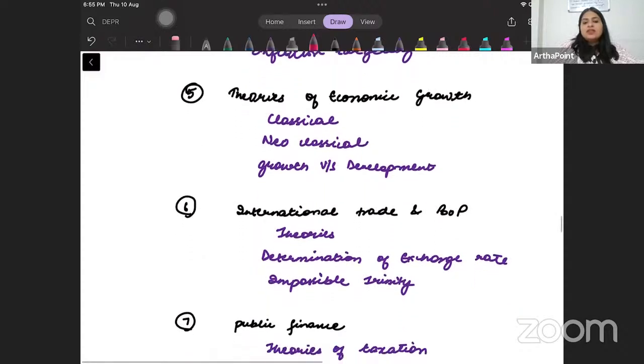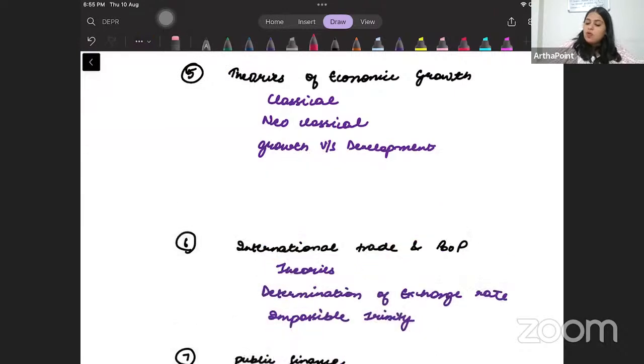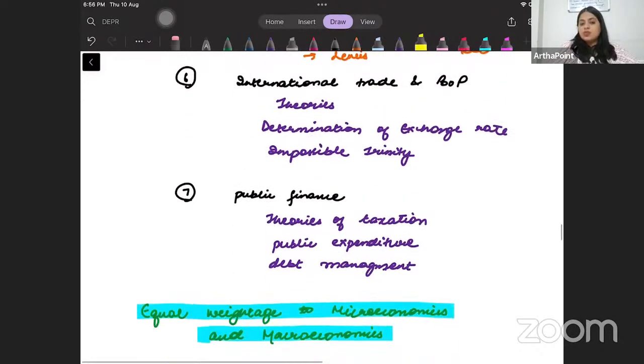Okay. So then the next thing that comes is the theories of economic growth, classical, neoclassical, and growth and development. So when I talk about theories, beta, you should be aware about all theories. So you should be aware about Solow, Harrod-Domar, because neoclassical, they wrote everything, Lewis, etc. I will not mention all here, but you should be well aware about all theories. You should also be aware of the difference between growth and development. It is important to know this too.